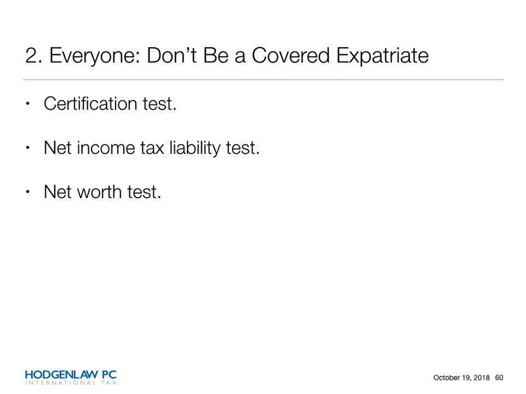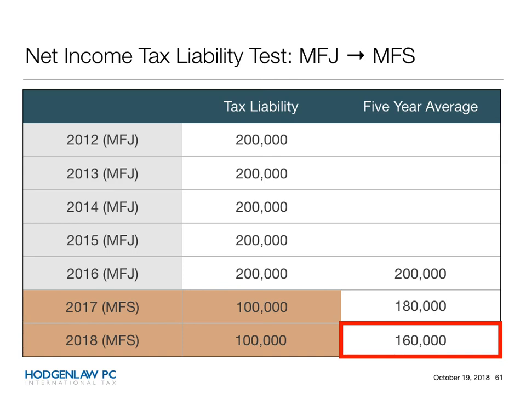Everybody else, let's see if we can avoid one of these 3 tests, because you want to pass all 3 tests, and if you pass them, then you don't become a covered expatriate. For the net tax liability test, the only thing that I know to do is to start converting from married filing jointly to married filing separately. And you got a little math here.